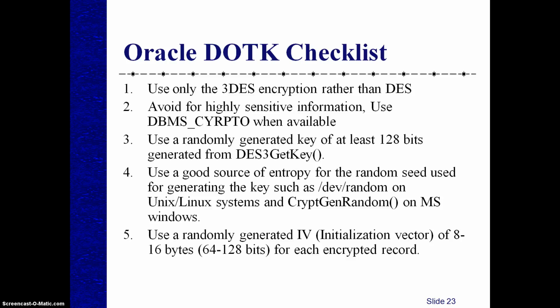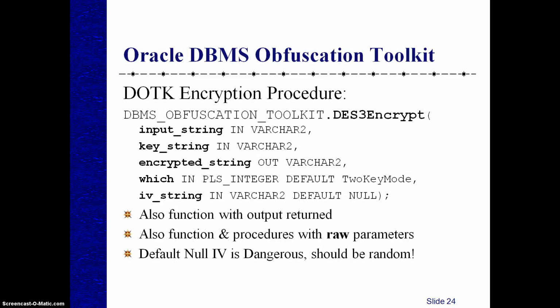Use only 3DES encryption rather than DES. Avoid it for highly sensitive information. Use DBMS crypto when available. Use a randomly generated key of at least 128 bits generated from the DES3 get key, and use a good source of entropy for the random seed generation, such as /dev/random on Unix or Linux systems, and CryptGenRandom on MS Windows.